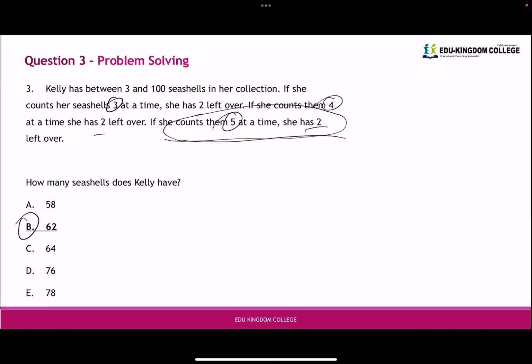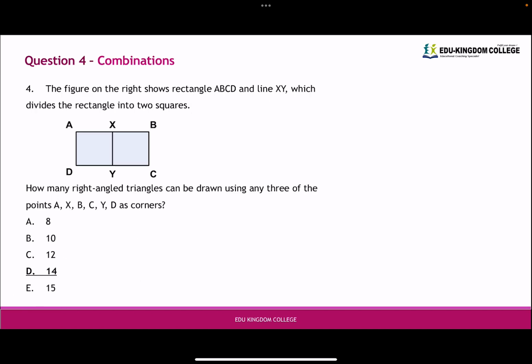for B. So if we counted 5 at a time, for A we would have gone up to 55 and gotten 2 left over, but here we would have 3 left over. For this, we would count to 60, have 4 left over, doesn't work. Count it to 75, have 1 left over, doesn't work. Count it to 75, have 3 left over, doesn't work. So our correct answer is B, 62.